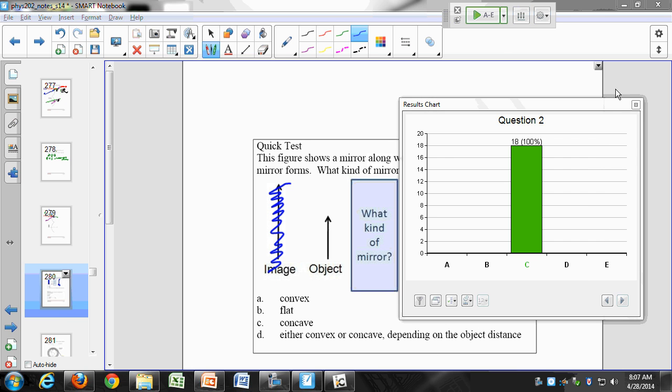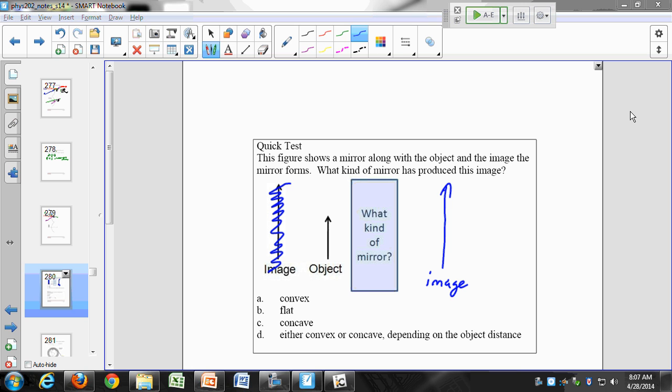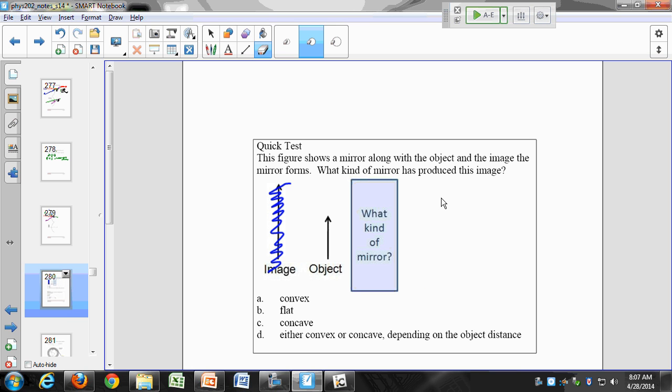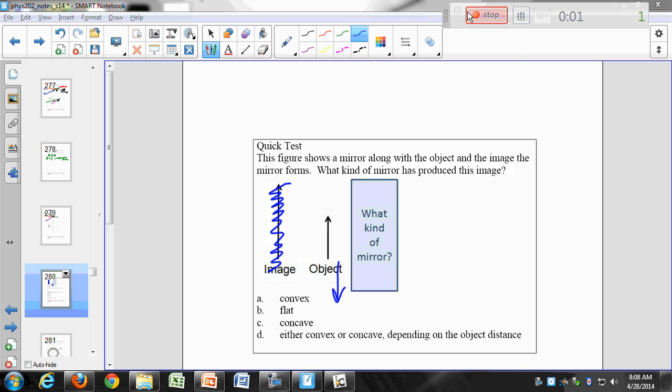Let's try a couple others. So let's say instead that the image isn't here, let's say the image is right here. This is our image. What kind of mirror has produced this image? This is a real inverted image.